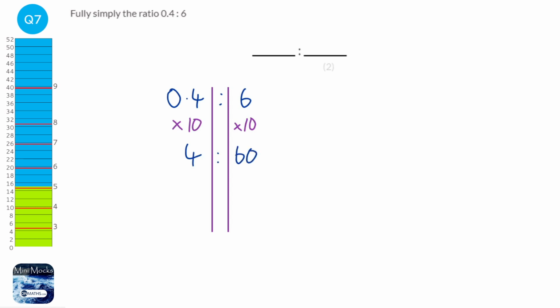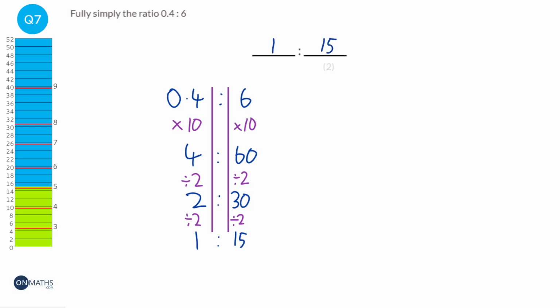Now we can simplify this further, because I can divide left and right by 2. So that would be 2 to 30. And I can actually do the same again. I can divide them by 2 again. And that would be 1 to 15. Now you might have just divided by 4, and that would also give you the right answer. In fact, there's a couple of different methods that you can get the same answer with.